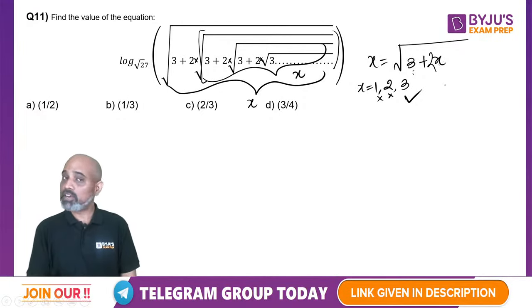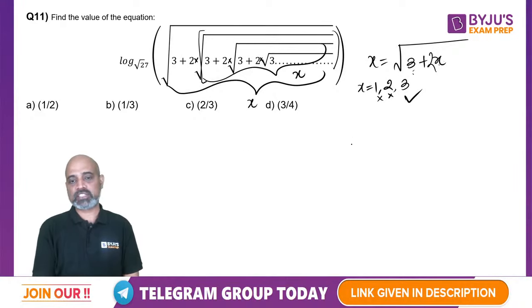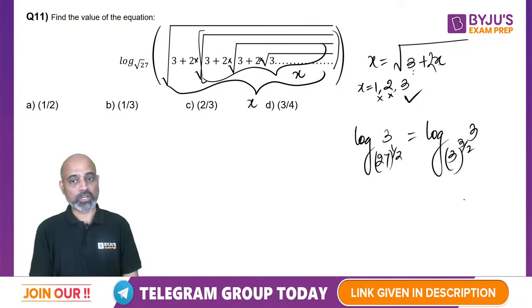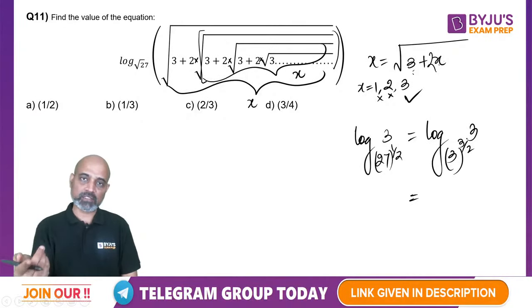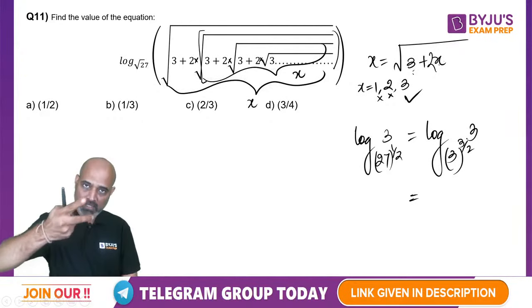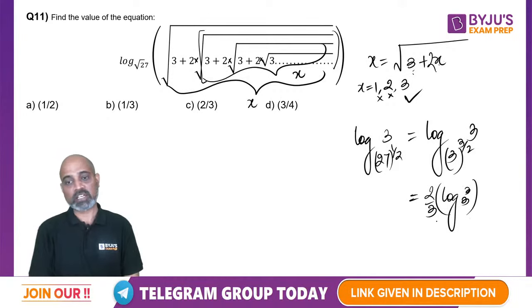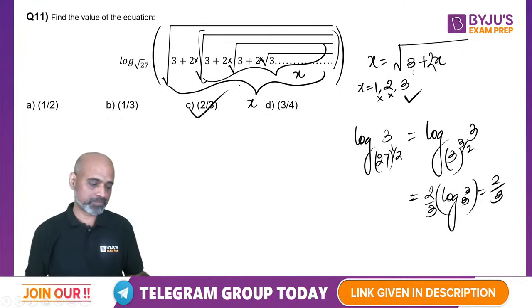Just like that, x is 3. The moment I get x is equal to 3, the question changes to log 3 to the base 27 to the power 1 by 2, which is nothing but log 3 to the base 3 to the power 3 by 2. 27 is what? 3 cube, no? So 3 cube. Now what happens when you have a power in the base? The power comes in the front, inverted, inverse, right? So 3 by 2 will become 2 by 3 log 3 to the base 3, which is nothing but 1, so it results in 2 by 3. So C becomes your answer.